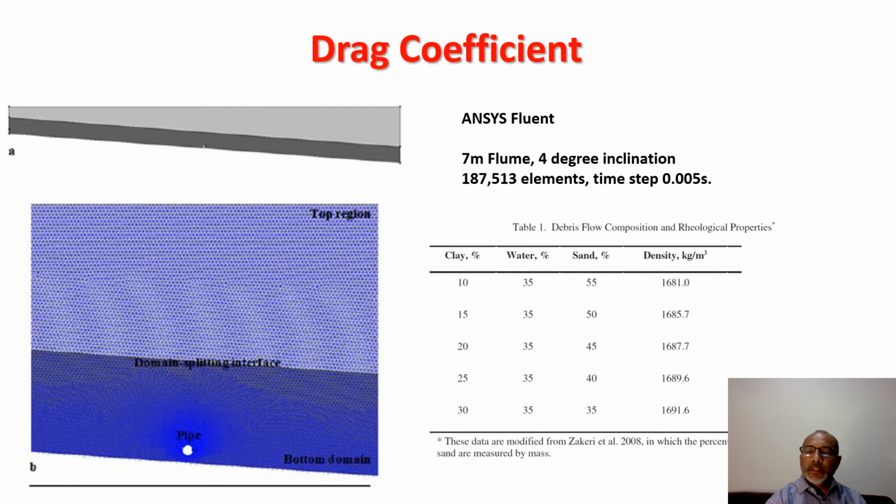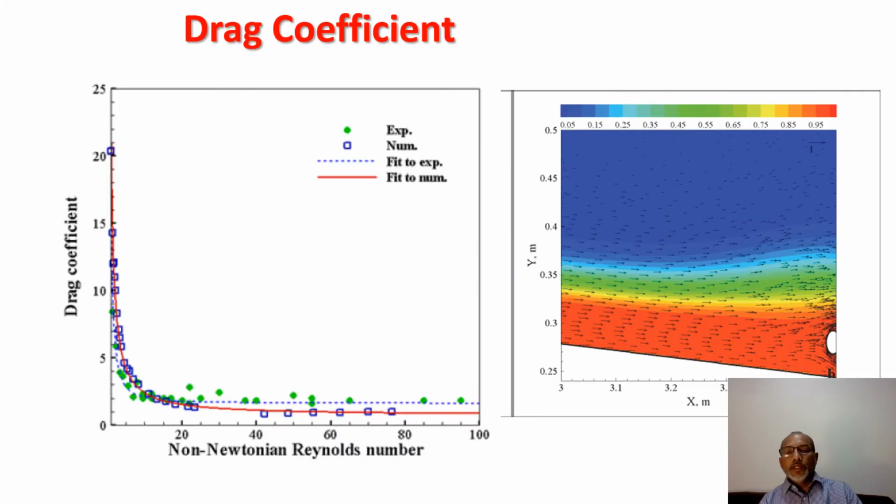So we did some exercise with ANSYS Fluent to understand the fluid drag coefficients as a function of the Reynolds number. So here are some results against some limited experimental data that were obtained. This shows an empirical relationship between the drag coefficients and the non-Newtonian Reynolds number, which has been used in the current model.